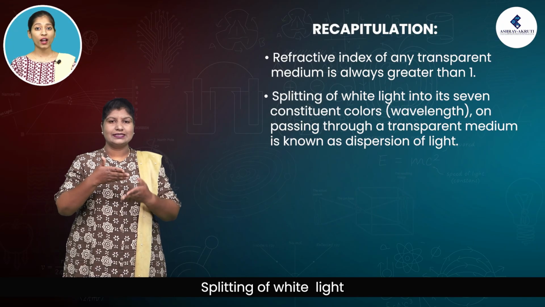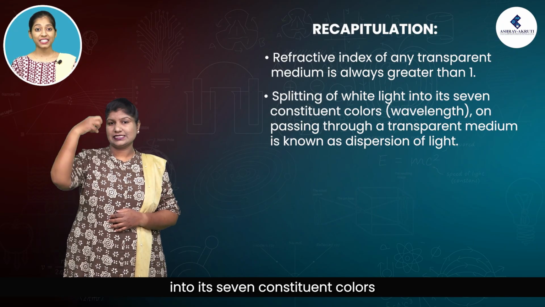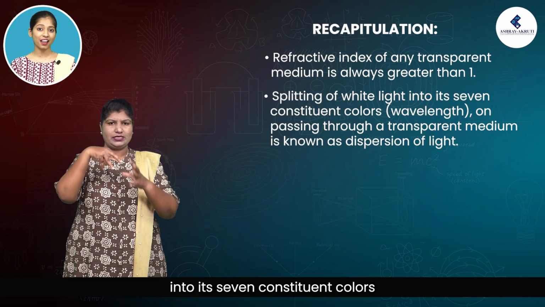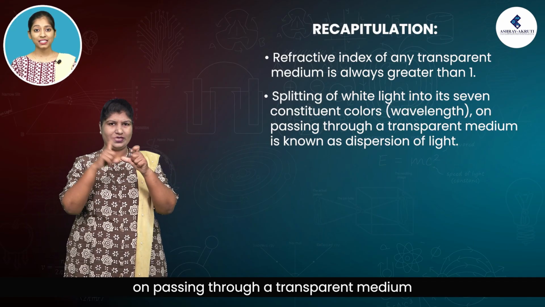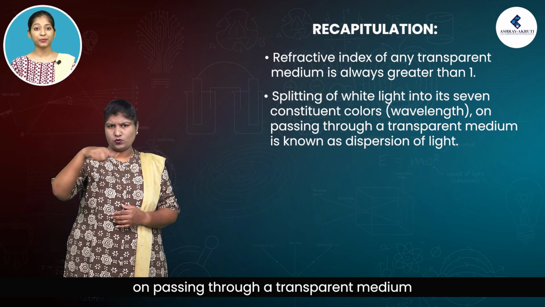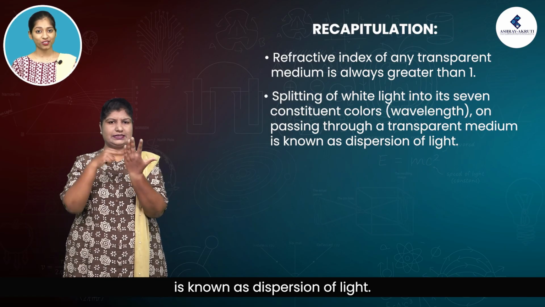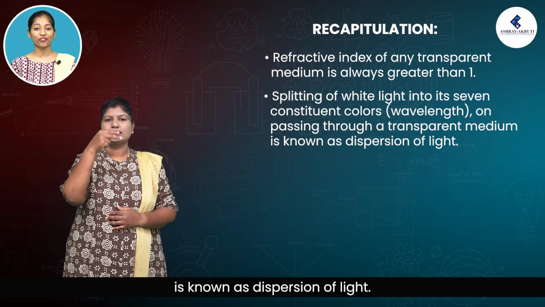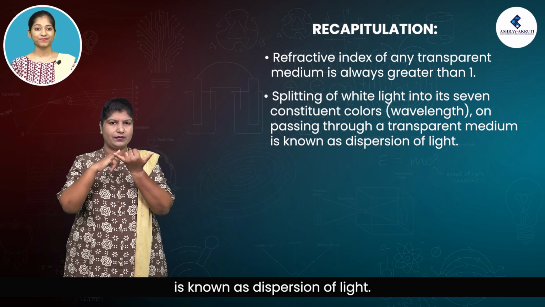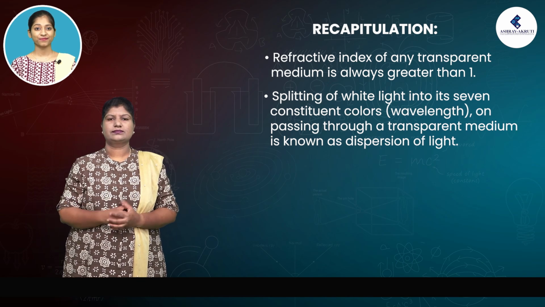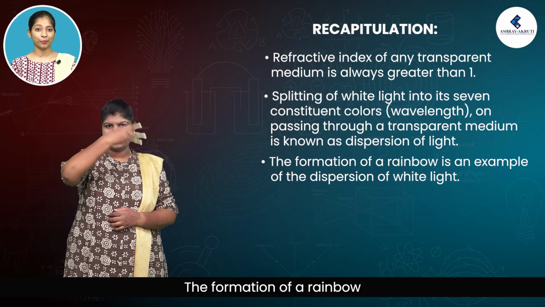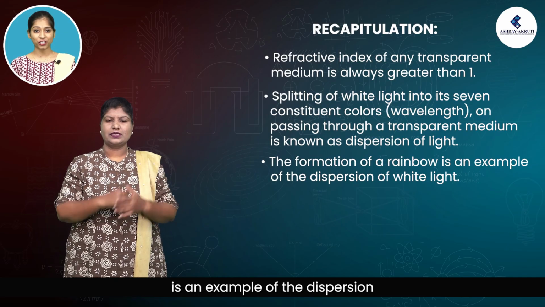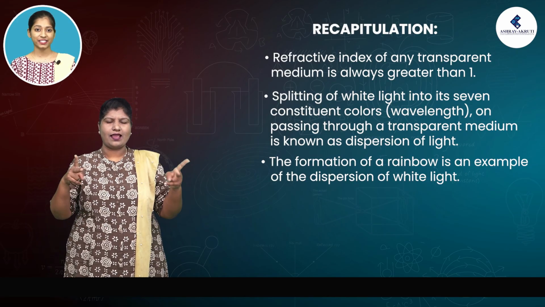Splitting of white light into its 7 constituent colors, wavelength, on passing through a transparent medium is known as dispersion of light. The formation of a rainbow is an example of the dispersion of white light.